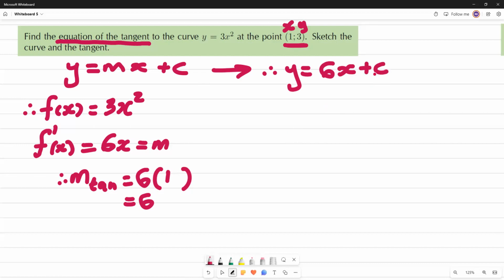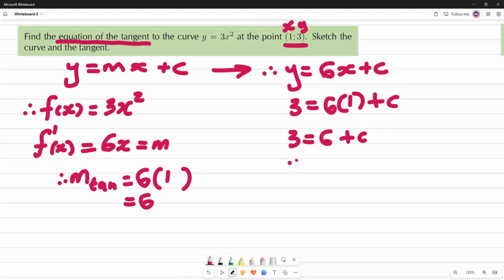And to get c, it's always simple. Once you get the m, you have one point, you substitute that point. You have the x, you have the y. So the y goes where the y is: 3 equals 6, where the x is, you put the x value, 1, plus c. Then we have 3 equals 6 plus c, because 6 times 1 is 6. Therefore, 3 minus 6 equals c. Therefore, c equals -3.